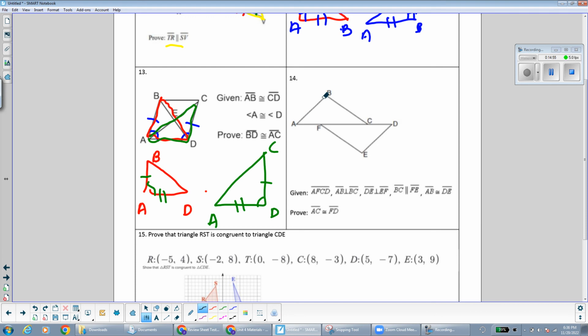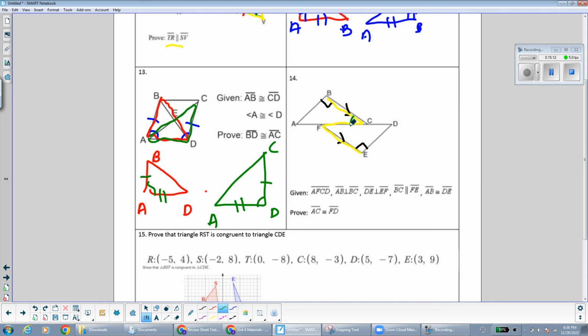Okay, last proof over here. So we have AB perpendicular to BC. We have DE perpendicular to EF. We know BC is parallel to FE. I'm going to stop right there. I'm going to highlight my parallel lines and the transversal that intersects them.